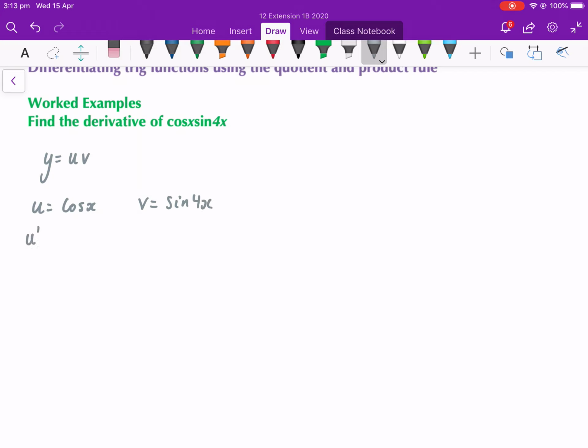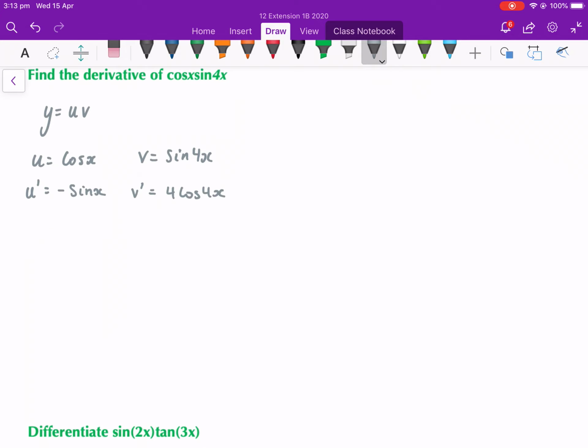If we differentiate these, u dash: cos differentiates to minus sine, so we end up with negative sine x. v dash: sine 4x differentiates to 4 cos 4x. Now, using the product rule, again, remember the product rule is that dy on dx equals u dash v plus v dash u. So dy on dx is equal to u dash v, which is negative sine x times sine 4x, so we end up with negative sine x sine 4x.